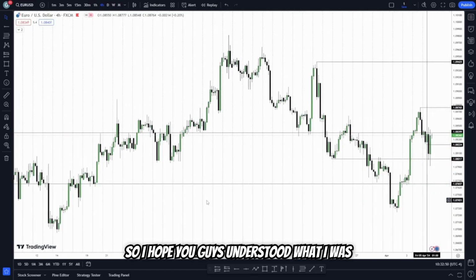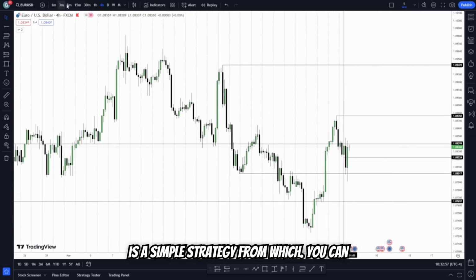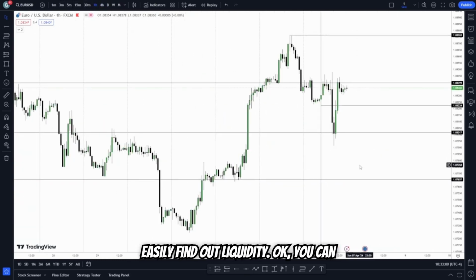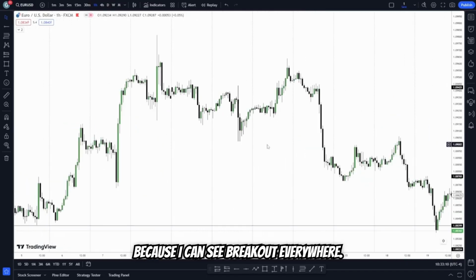I hope you guys understood what I was trying to explain. The turtle soup strategy is really important because it is a simple strategy from which you can easily find liquidity. You can just look for the swing highs and swing lows and wait for the false breakout, because I can see breakouts everywhere.